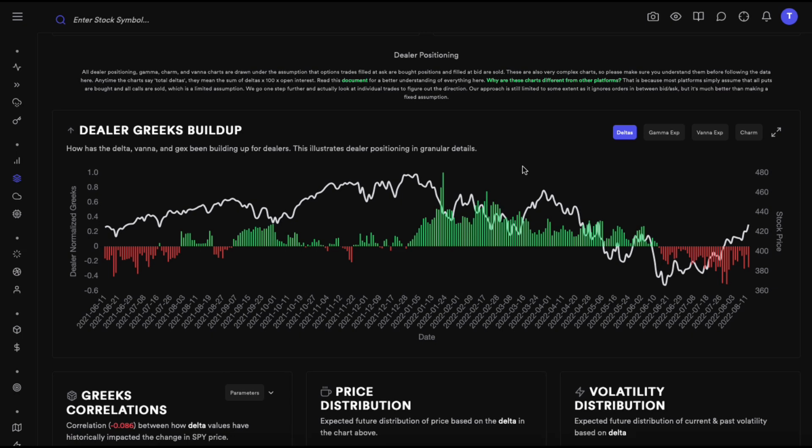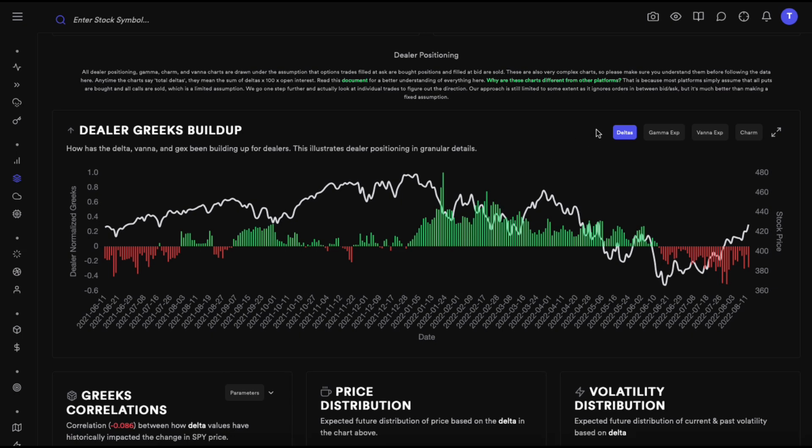Okay, so hope that's clear. Let's now see some dealer positioning. So we take in every contract that retail traders or small institutions or smart money or big institutions or funds trade. Then we see the impact of that trade on dealers, and we try to chart that in the dealer Greeks build up chart.